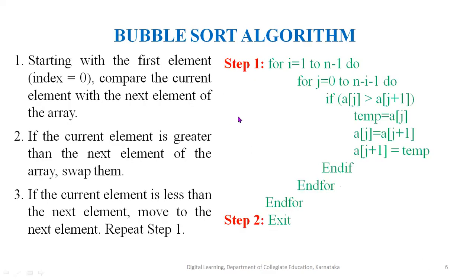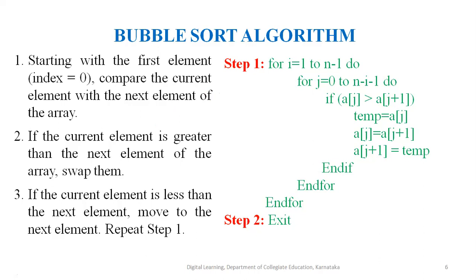Bubble sort algorithm. The algorithm here shows the steps involved to sort the elements in ascending order. So in the first iteration, we start from the first index. Compare the first and second element. If the first element is greater than the second element, they are swapped. Next, compare the second and third elements. Swap them if they are not in order.